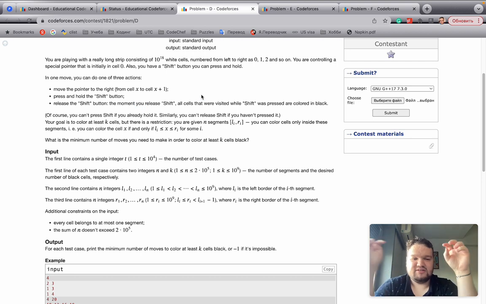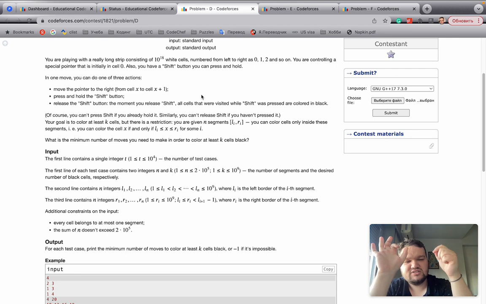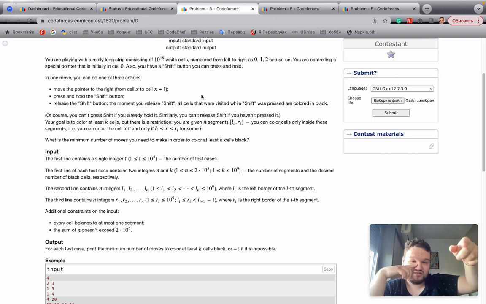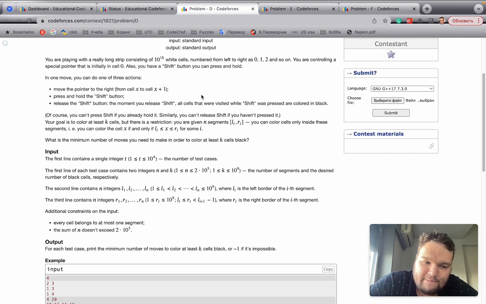So if, for example, I have a segment of length 1, and then a very long segment, and I want to color 2 cells, it is better to skip this first segment, and we will have to move one further, but we will only use one segment. Yeah, so that's cheaper.